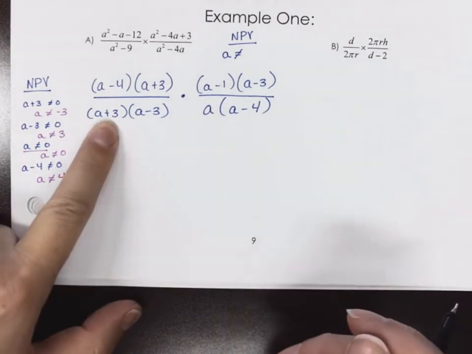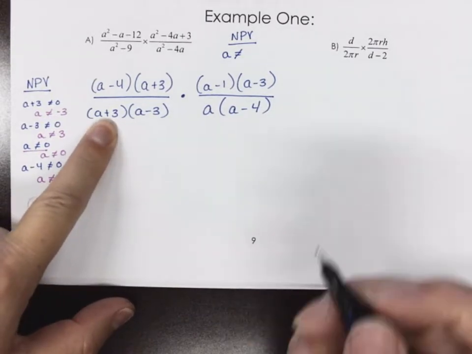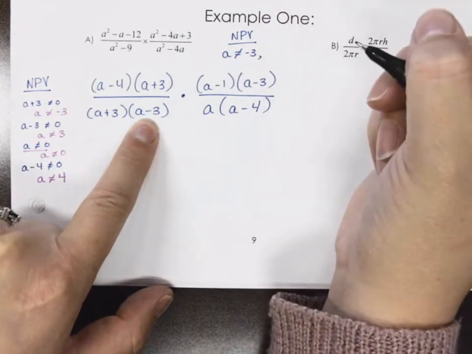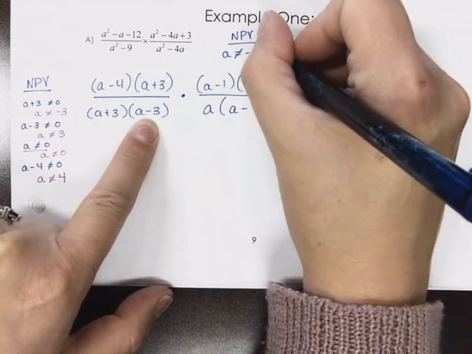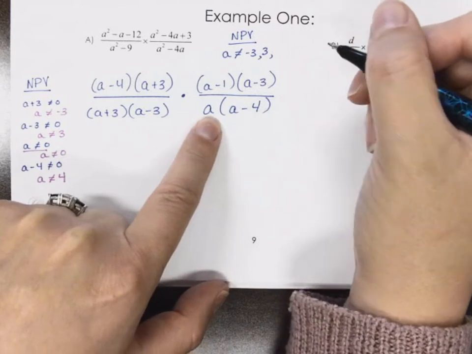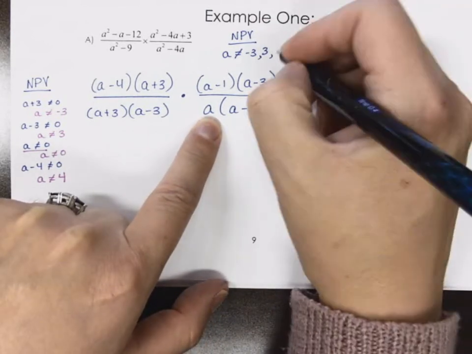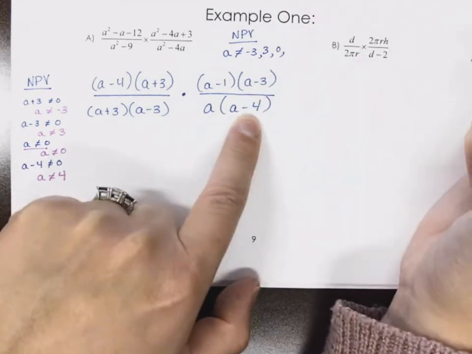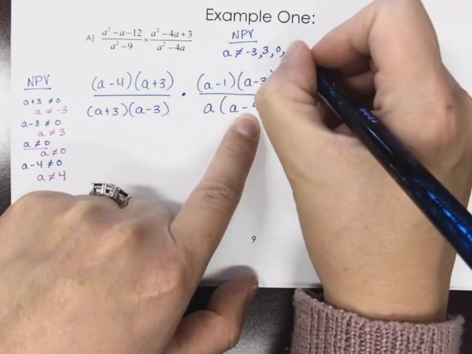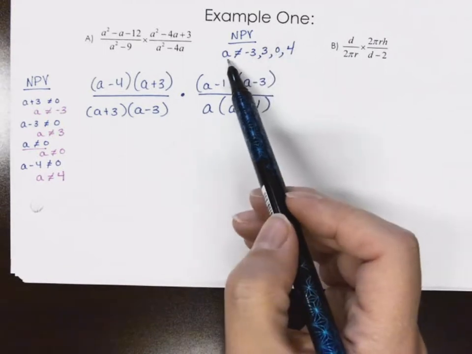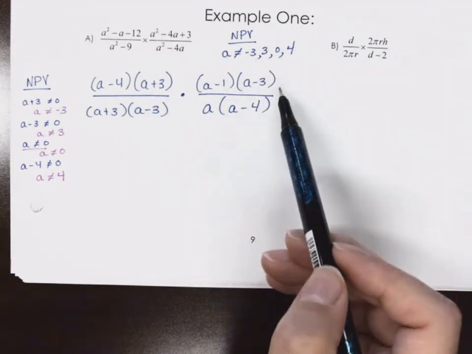So I go through. If that's an add 3, if I solve it, it's a minus 3. If it's a subtract 3, when I solve it, it will be a positive 3. If it is a single variable, like there's nothing with it, that's going to be 0. And that's a subtract 4. So it's always the opposite sign. So as I do my NPVs, I'm going to just write them as a list like that.